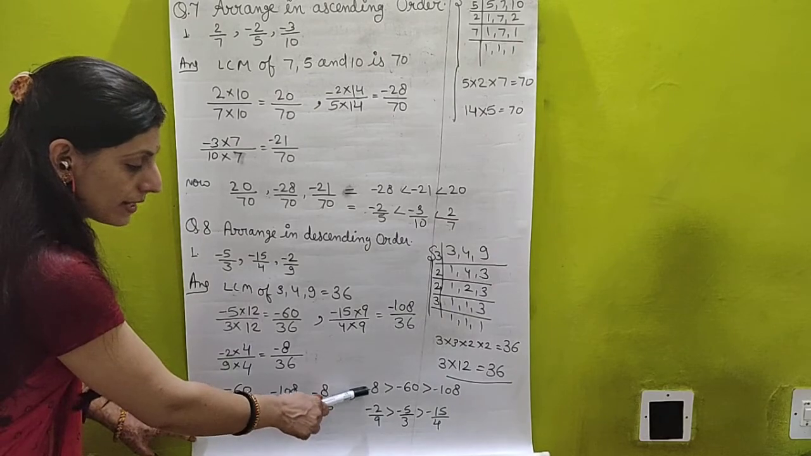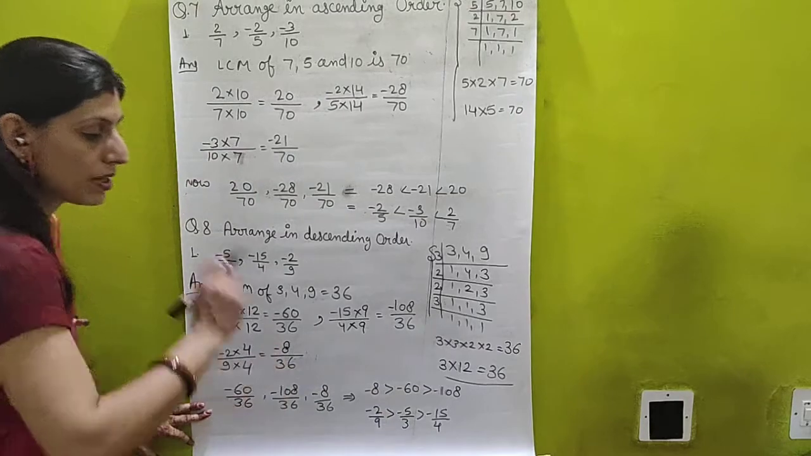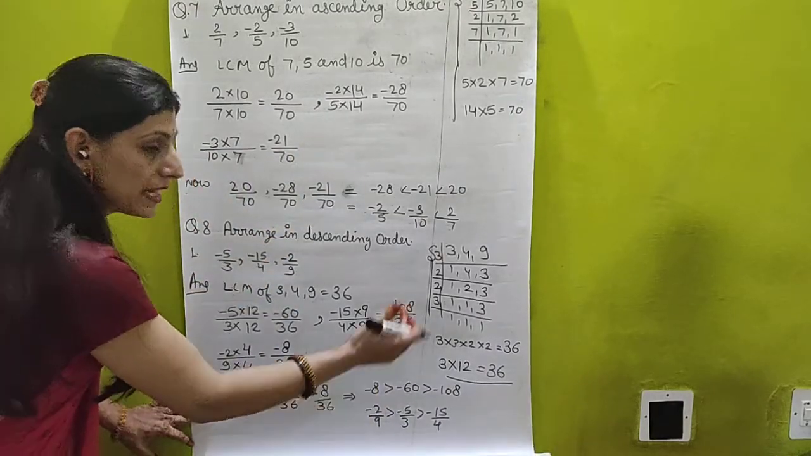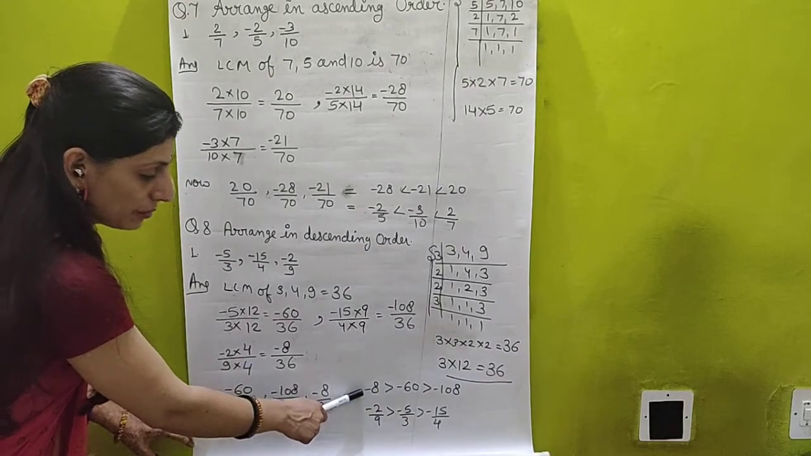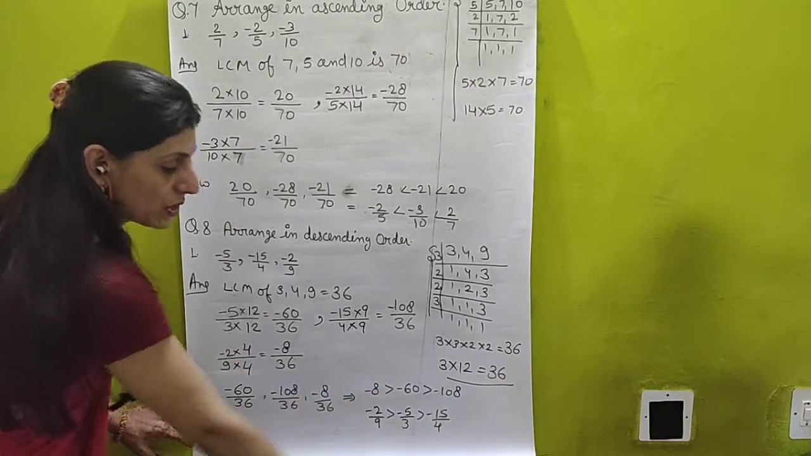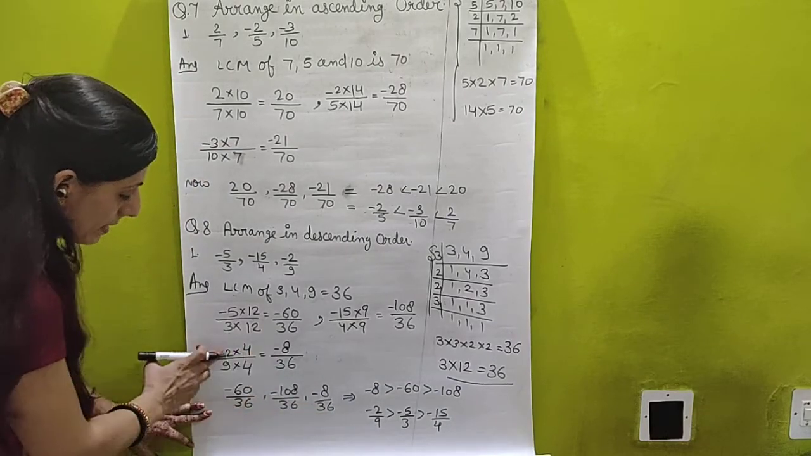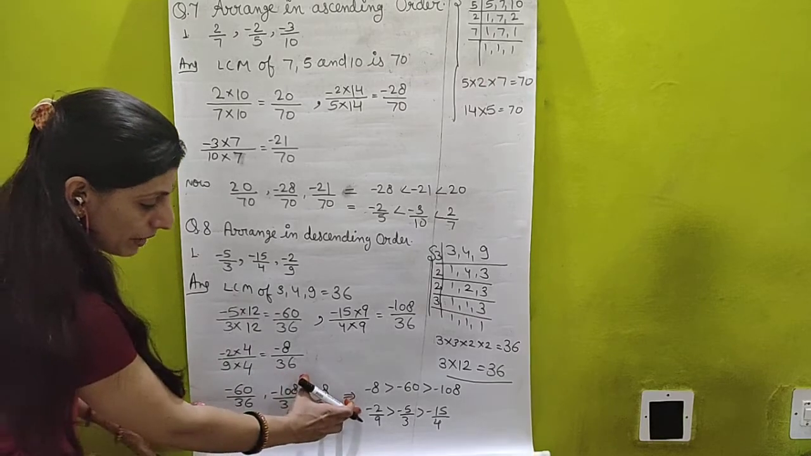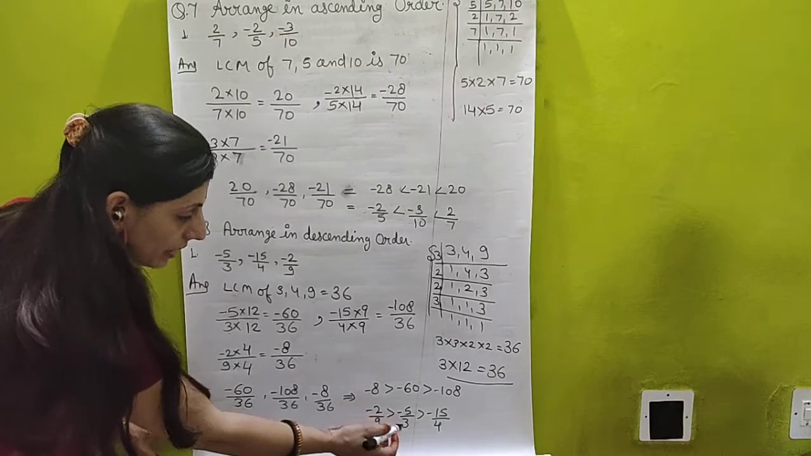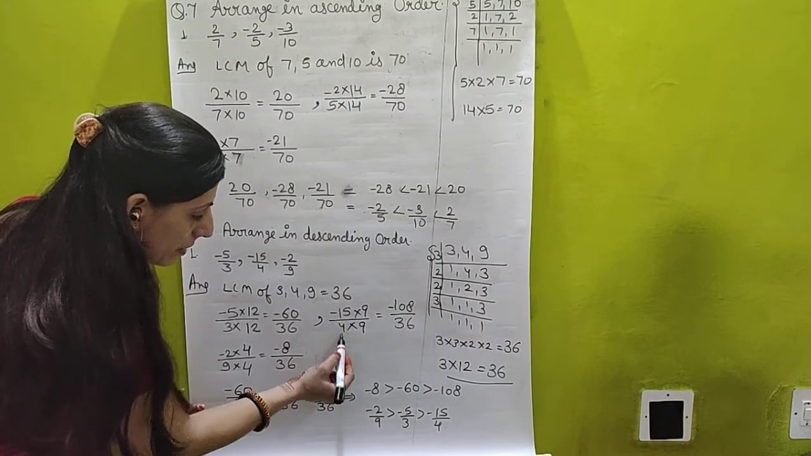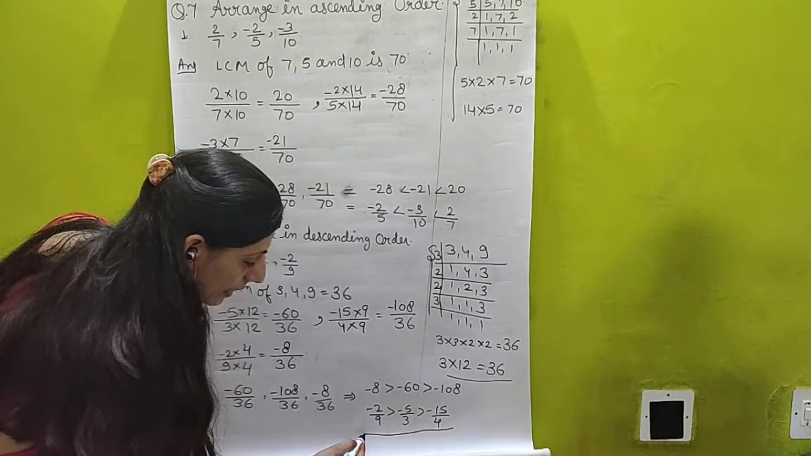So where is minus 8 on the number line? When you represent minus 8, minus 60, minus 108 on the number line, then 8 will come nearest to 0, then 60 and then 108. So minus 8 is the greatest number, then minus 60 and then minus 108. Now minus 8 is representing minus 2 upon 9, so it will come here. Then minus 60 is representing minus 5 upon 3, it will come here. And then minus 108 is representing minus 15 upon 4. Now students, we have arranged this in descending order.